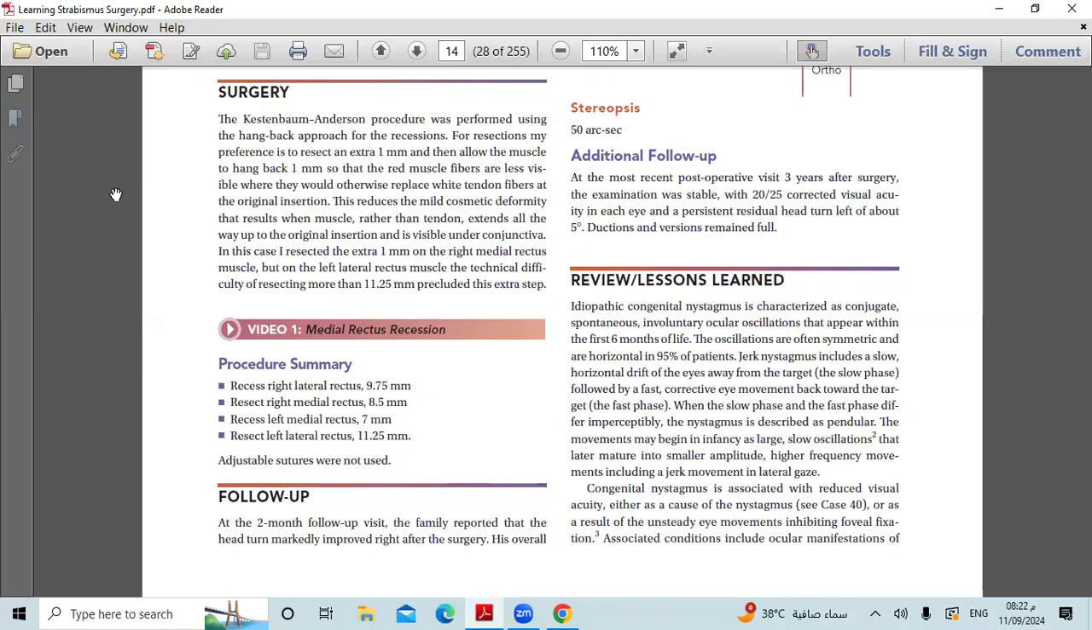Anyone answer this question? Again, patient. If there are two null points, one at the right and one at the left, the patient will be in the primary position most of the time? I'm not sure. It should be null point sometimes at the right, sometimes at the left, not at the primary position. So you should make a procedure to make him at the primary position. This is our goal.